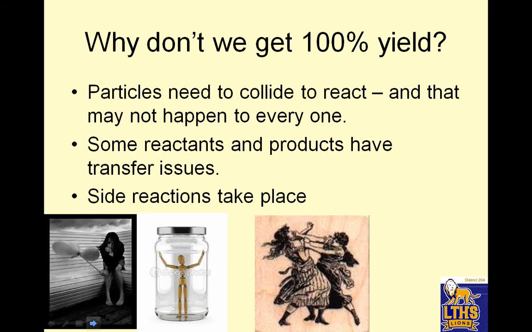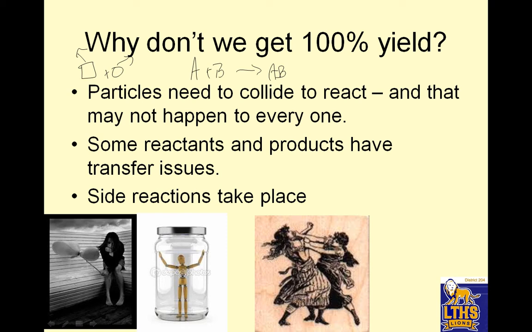Now, why don't we get 100% yield? If you get 100% yield, you probably lied in your results. So, why don't we get 100% yield? Particles need to collide to react, and that may not happen to everyone. If I want A plus B to yield AB, I need A to actually hit B. Well, what if they're going in different directions and they never actually hit? Aw, what if you never find your true love? So, that may not happen to everyone.